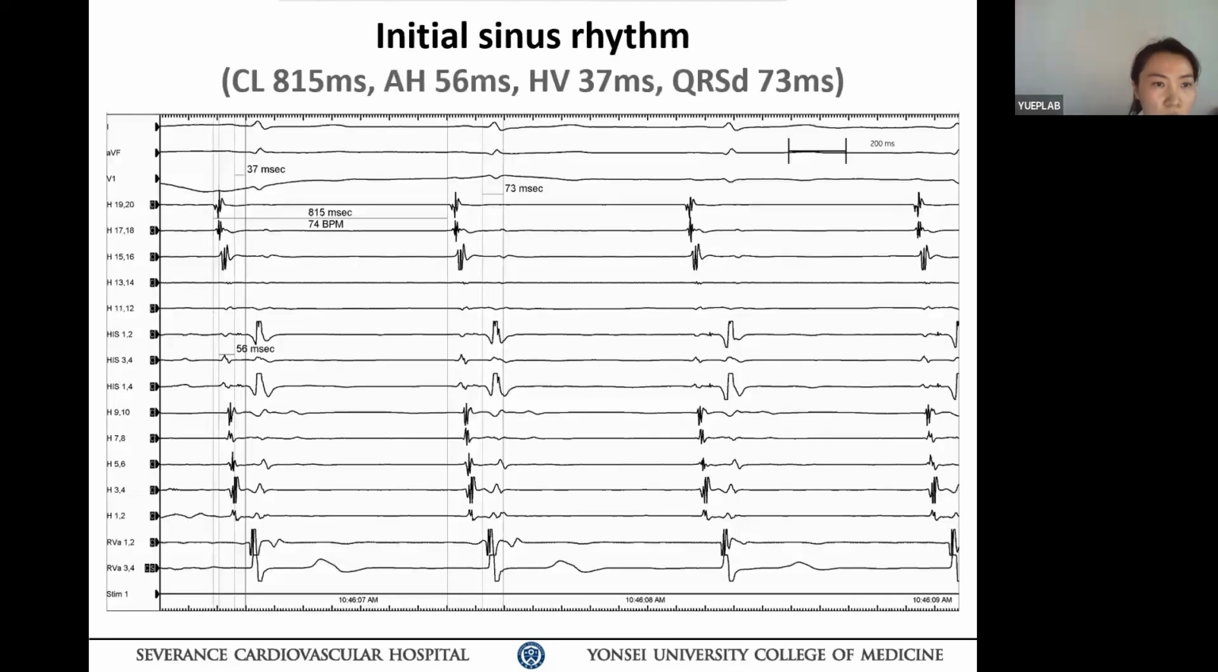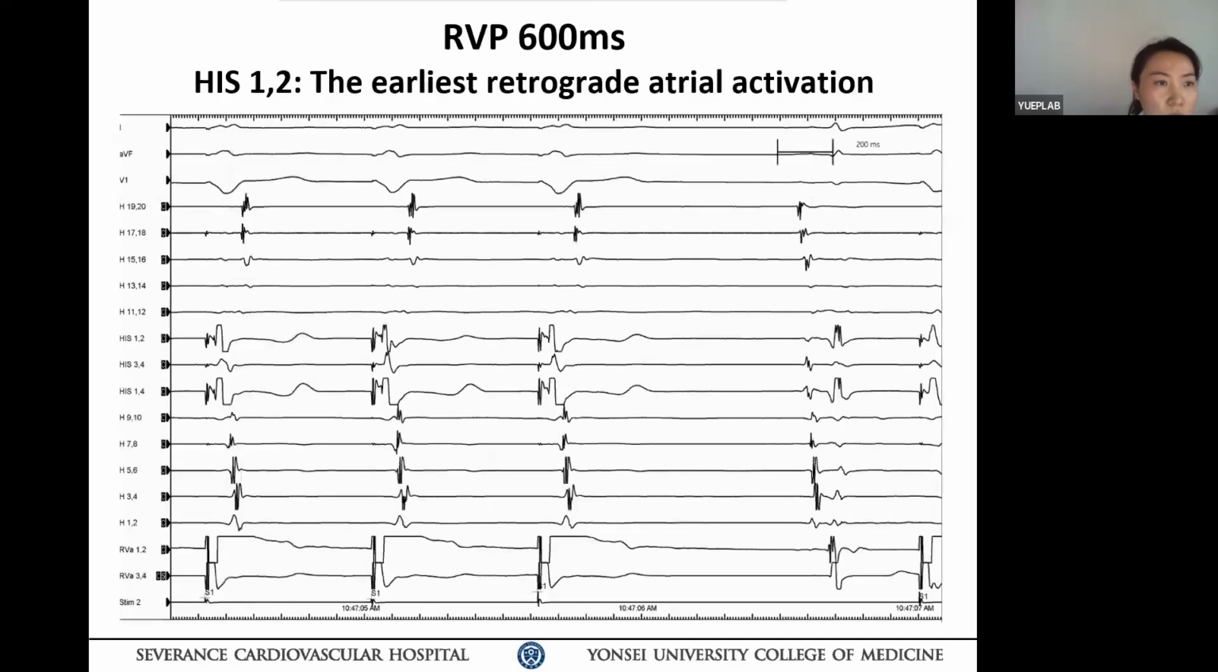She was in the initial sinus rhythm, the cycle length was 815 milliseconds and AH interval was 56 milliseconds. HV interval was 37 milliseconds and QRS duration was 73 milliseconds. During RVP, rapid ventricular pacing at 600 milliseconds, the earliest retrograde atrial activation was seen in the HIS 1 and 2.